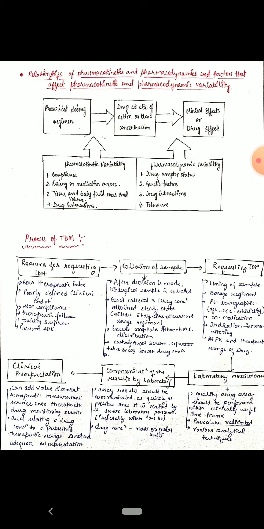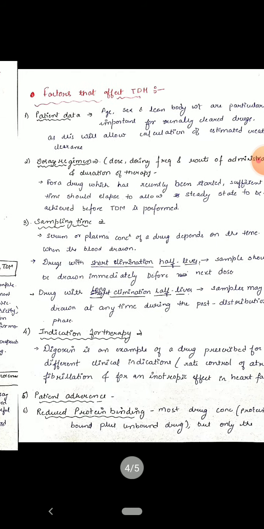Next process step is the clinical interpretation. In this we can add value and convert the therapeutic measurement services into therapeutic drug monitoring services, and relating a drug concentration to a published therapeutic range is not an adequate interpretation. So these are the 6 processes of the TDM.